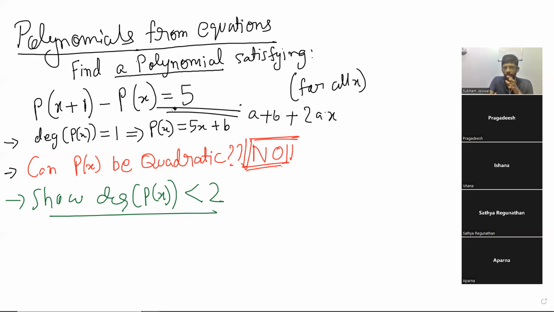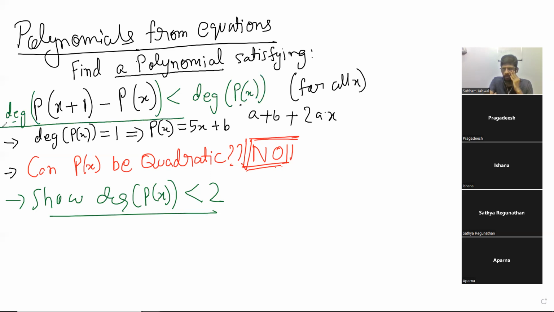So my point is that this 5 is not important. It is a fact that the degree of this is at least 1 less than the degree of p(x). Is it something that you agree with? Again, we have not proved it, but it seems like this is it. Take a minute and think about it.